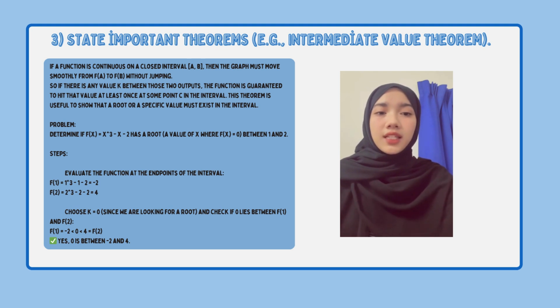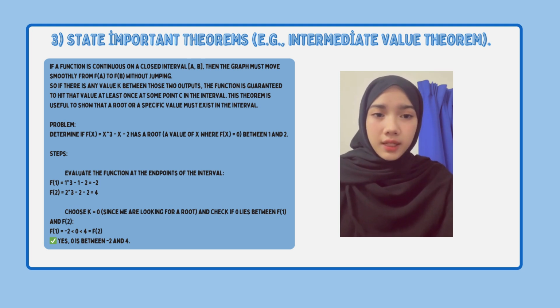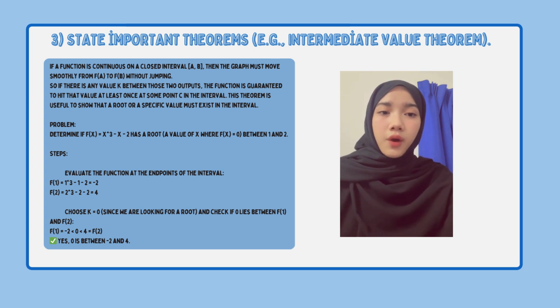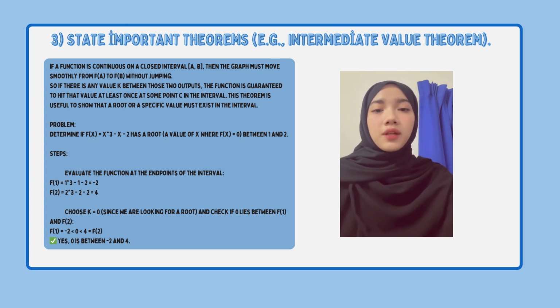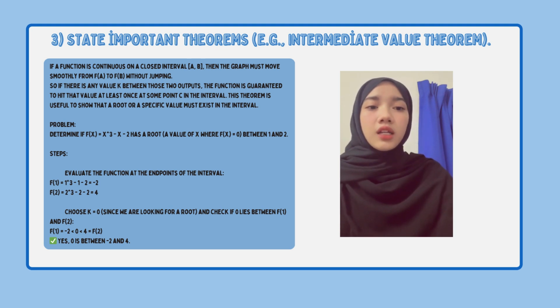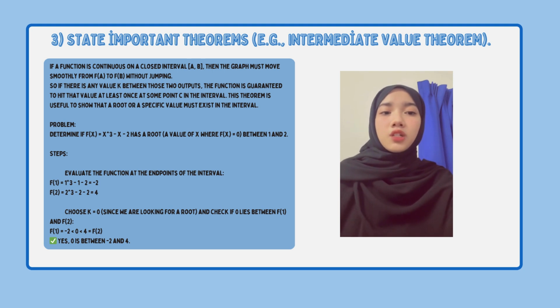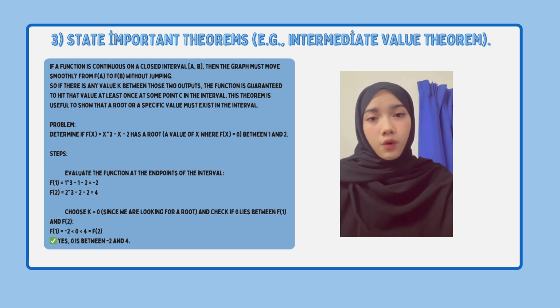Today I will explain about the intermediate value theorem, or IVT, part A. So, IVT states that if a function f of x is continuous on a closed interval from a to b, that is square bracket a comma b square bracket, then for any value k between the outputs at the endpoints, the function must reach that value at least once within the interval.